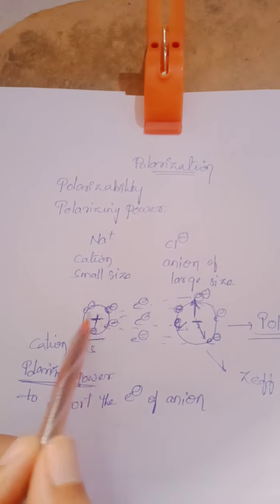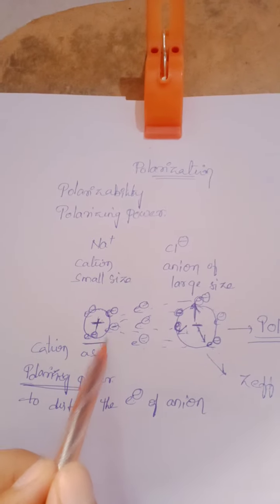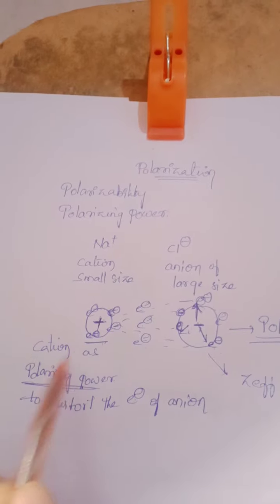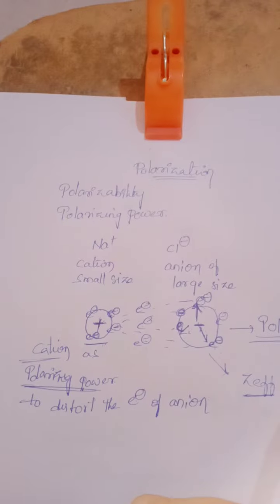Here, in the cation, the electrons do not undergo distortion and they are very close towards the nucleus. That's why the force of attraction here increases. Here Z effective of the cation is more and Z effective of the anion is less, that is, Z effective decreases.